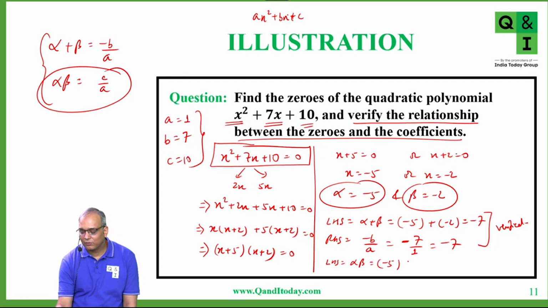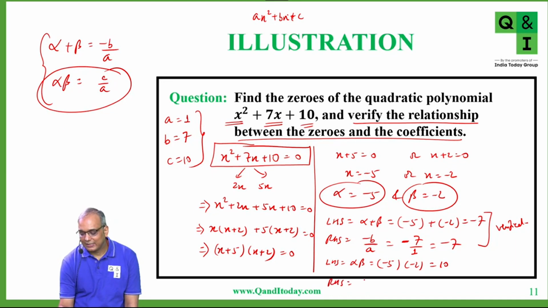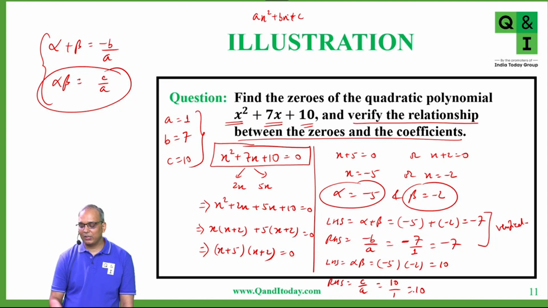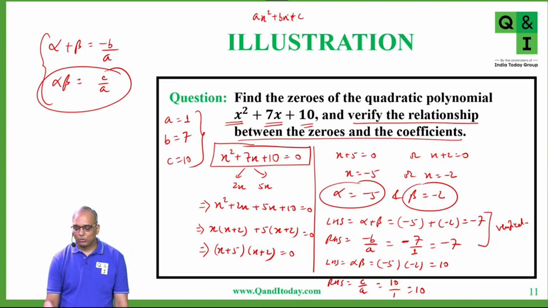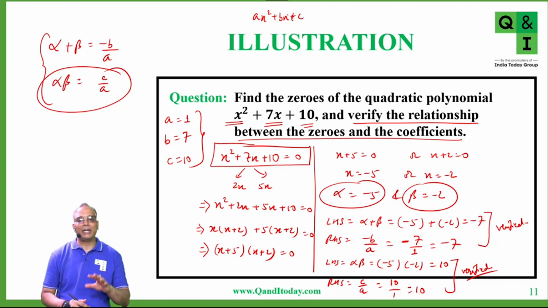Product of the zeros will be minus 5 into minus 2, that is plus 10. And the RHS is given as c by a. So the constant term c is 10 and the coefficient of x square is 1, so this will be equal to 10. Here also you can see that since LHS is equal to RHS, we can say that this is verified. So here we have verified both the relations: sum of zeros equal to minus b by a and product of zeros being equal to c by a.